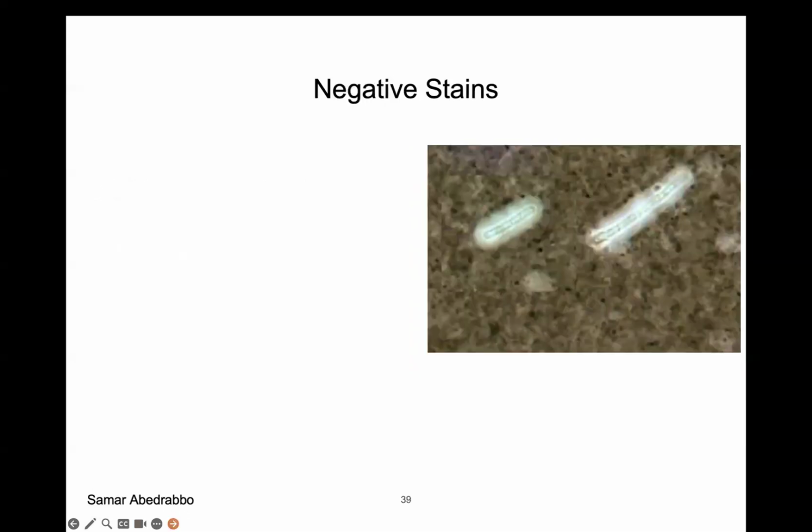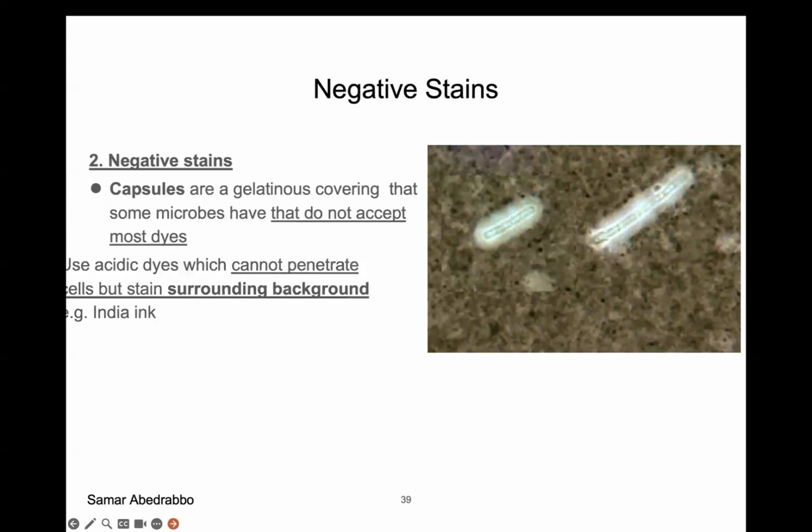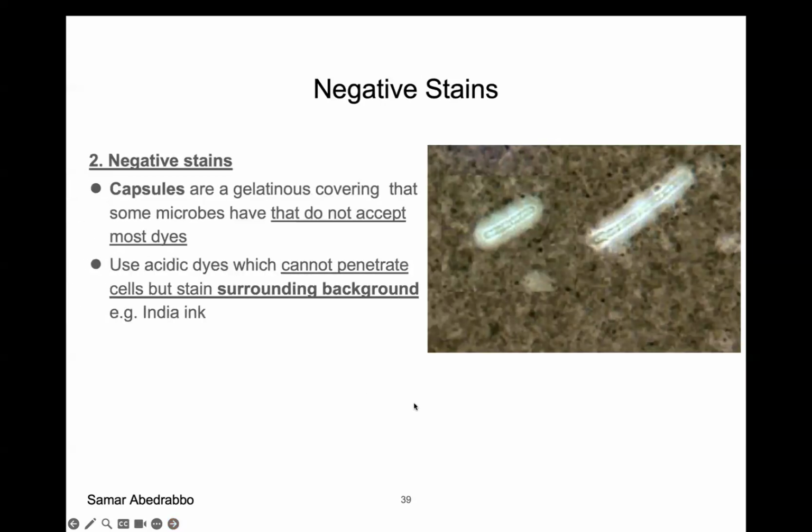Now, let's say we want to look at something else, or we want to do something more fancy. There's something called a negative stain. Negative staining is a technique where instead of staining the actual cells, you stain the background. The reason that you do this is because sometimes cells will not take up stains, and I'll talk about why that is. This method uses acidic dyes like something called India ink, which don't penetrate the cells.